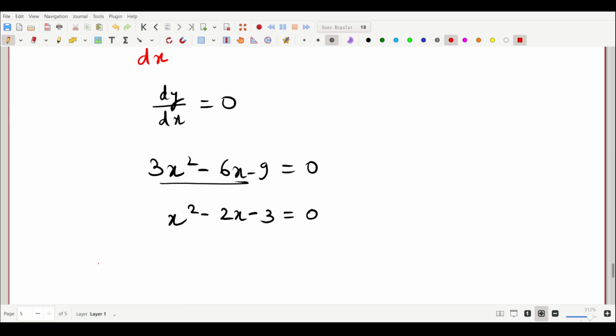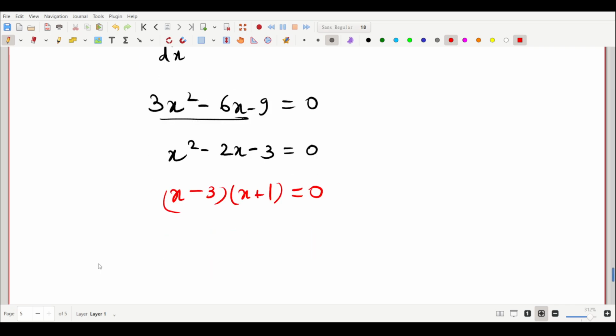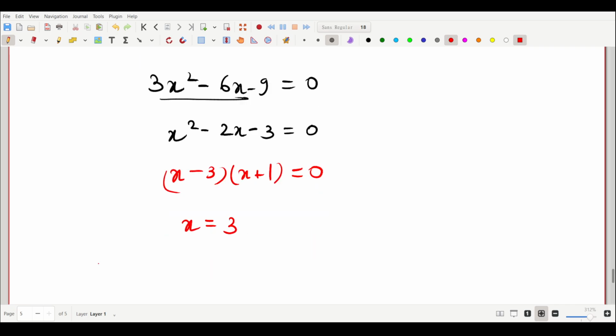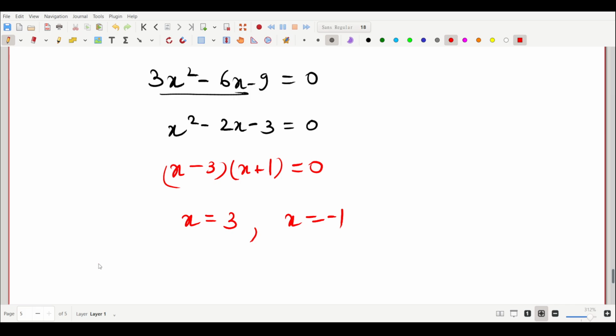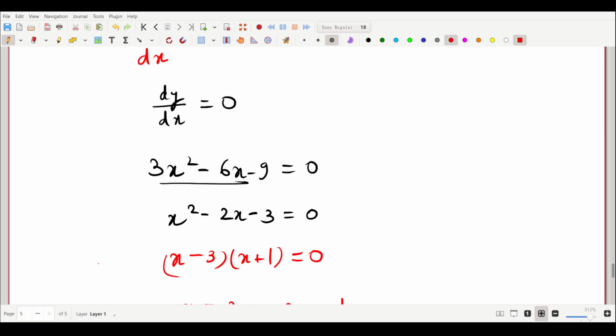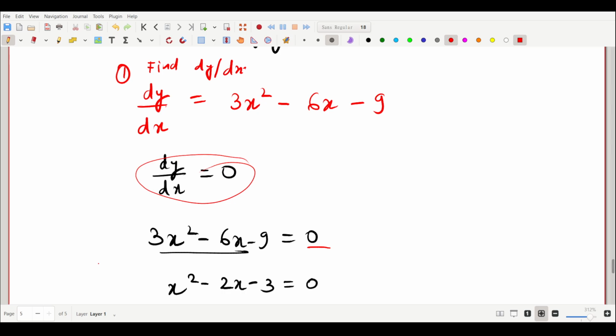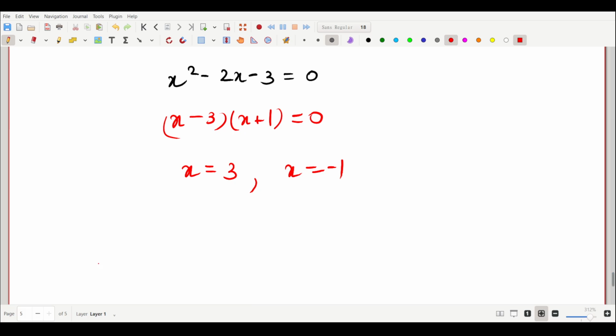When you do it, the factors of this quadratic equation will be x minus 3 and x plus 1 equals 0, and hence either the value of x is 3 or the value of x is minus 1. How did we reach here? By equating dy over dx to 0 and then finding the value of x. We found the dy over dx, which came out to be a quadratic equation this time. We compared it with 0 and solved for the values of x. We got this.